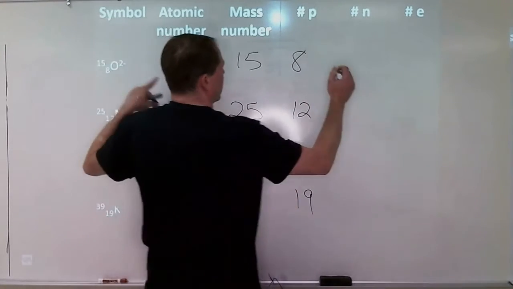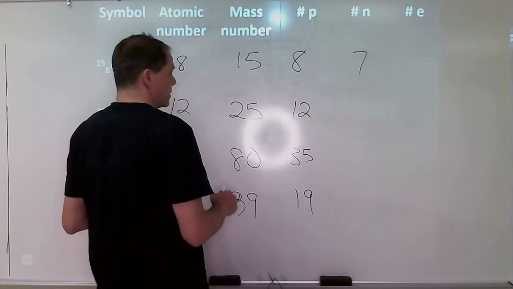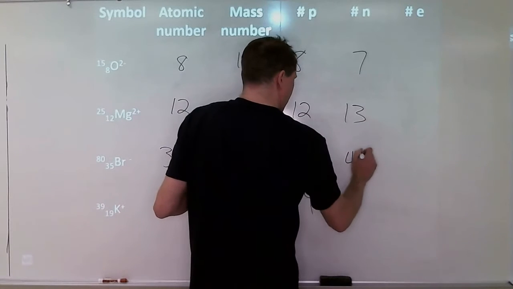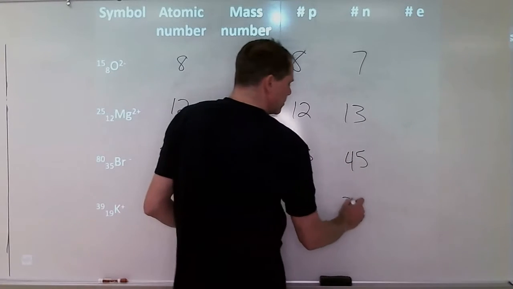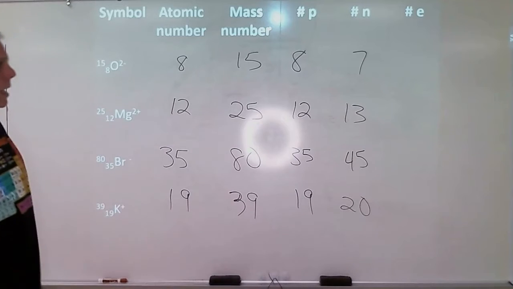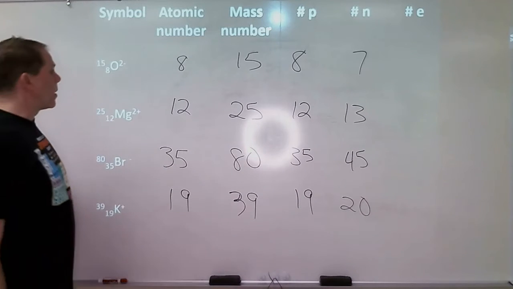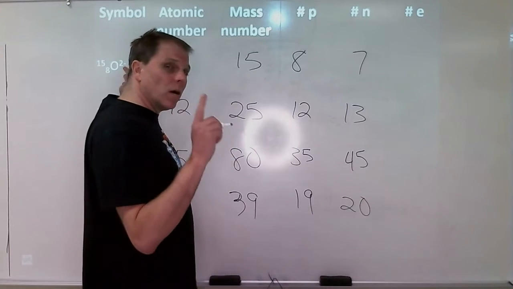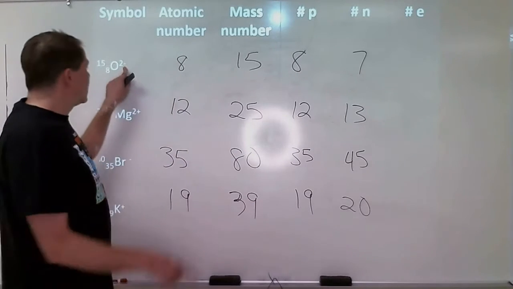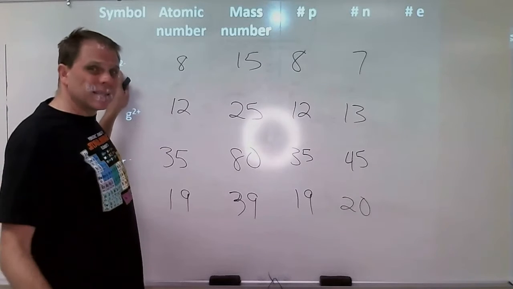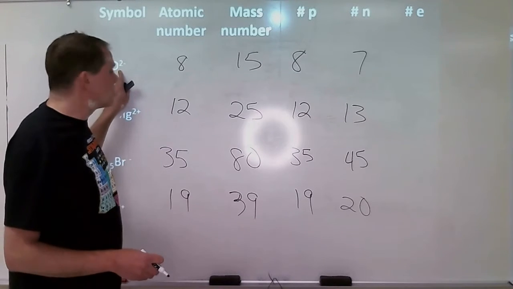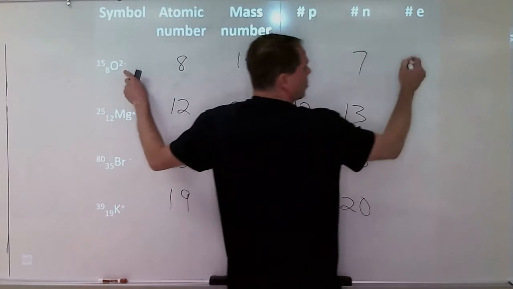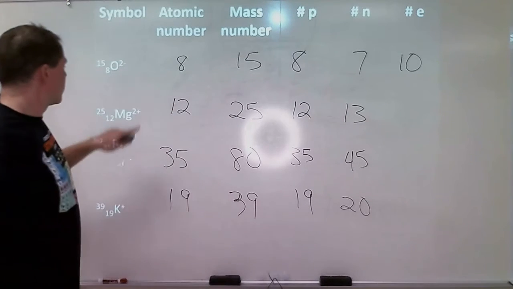Number of neutrons. Well, we know how to do that. We just subtract, right? 15 minus 8 is 7. 25 minus 13 is 12. 80 minus 45 is 35. 39 minus 19 is 20. Okay, now it's a little tricky. This is the tricky part, the number of electrons. Oxygen has a 2 negative charge, which means it has more or fewer electrons than normal. It's got 2 more minuses. Electrons are the negatively charged things, so it's got 2 more of those. So if it normally has 8 electrons, it's got 2 more than normal. It's now at 10. Okay?